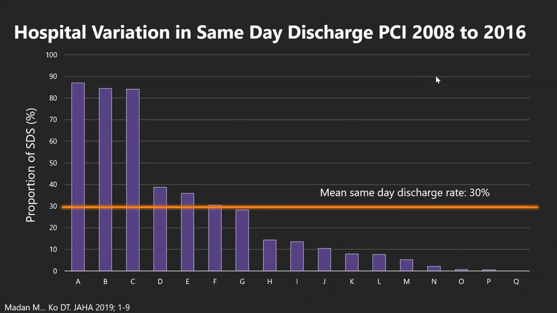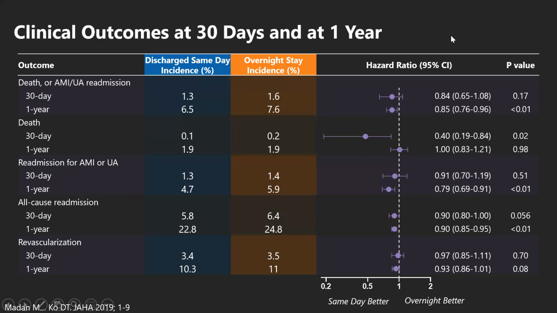So the mean discharge rate was actually only 30%, but there's such variation of practice across the province. And we have a regionalized system where everybody is trained the same way in Canada. So it's kind of interesting that there's such large variation in just this simple practice. And if we look at the outcomes, the intention here is not to show that same-day discharge is better. We're really looking at whether same-day discharge is worse, because one would think that if you can discharge the same day, you're usually healthier.